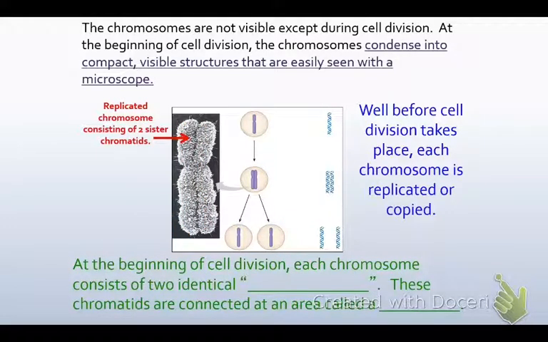So at the beginning of cell division, each chromosome consists of 2 identical sister chromatids. These chromatids are connected in an area called the centromere. So we can see the centromere is this little pinching right here. Not that that is super important, but you do need to know that there are 2 sister chromatids.